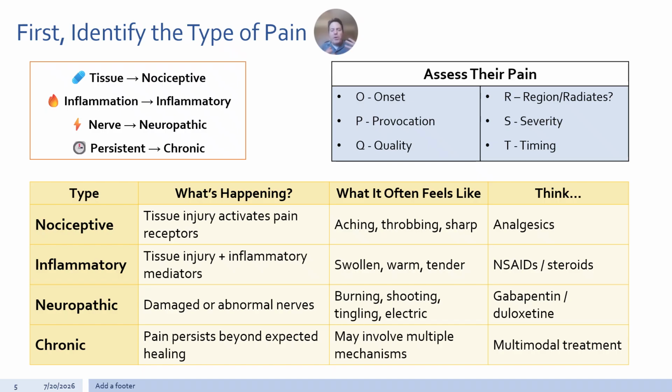And that'll be burning, shooting, tingling, electric kind of pain descriptors. And that might be something like a gabapentin or a duloxetine. And then you might have chronic pain, which is pain that persists beyond expected healing. So that might be like 3 months after an injury. And that might involve multiple different types of mechanism. And typically a response to that might be multimodal. And we're going to cover these various types of pain interventions in this lecture.